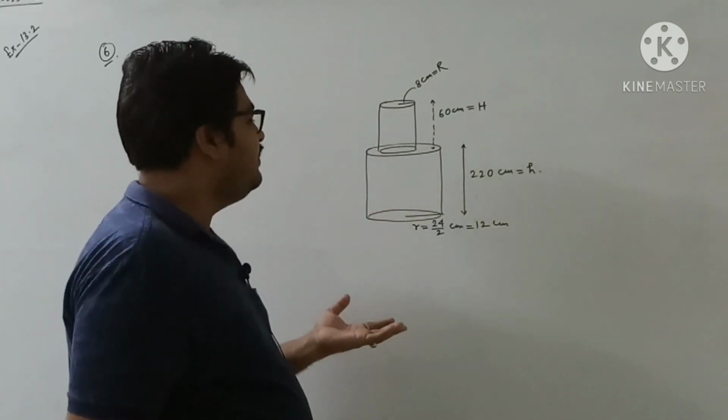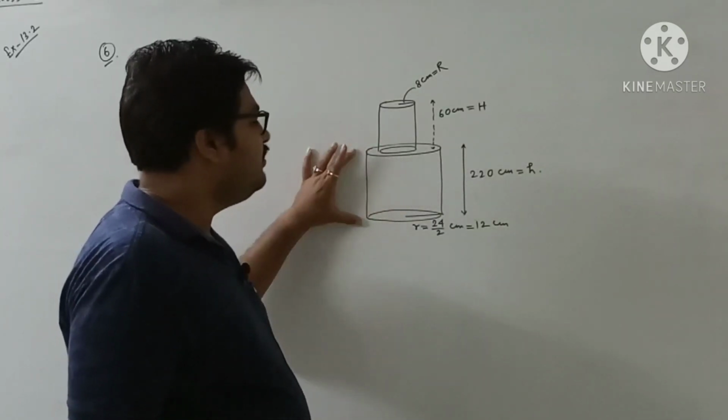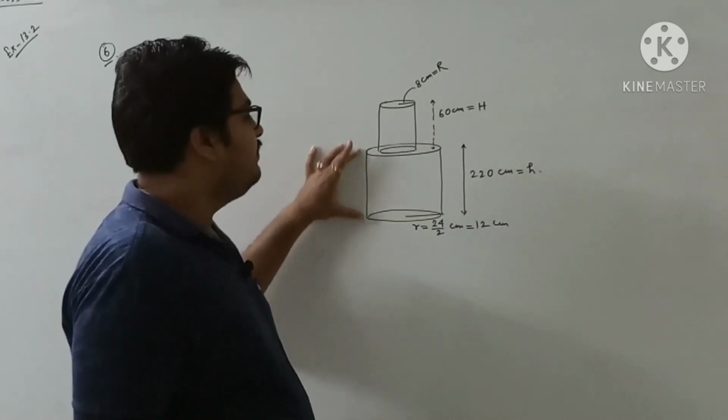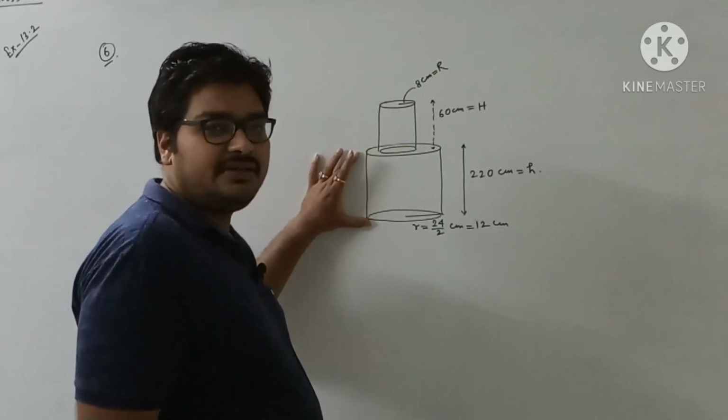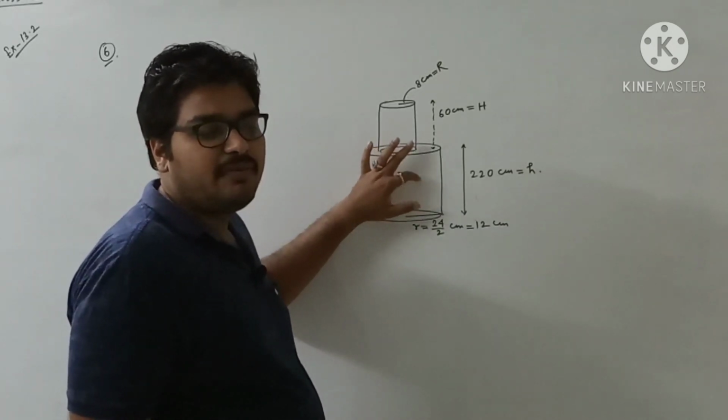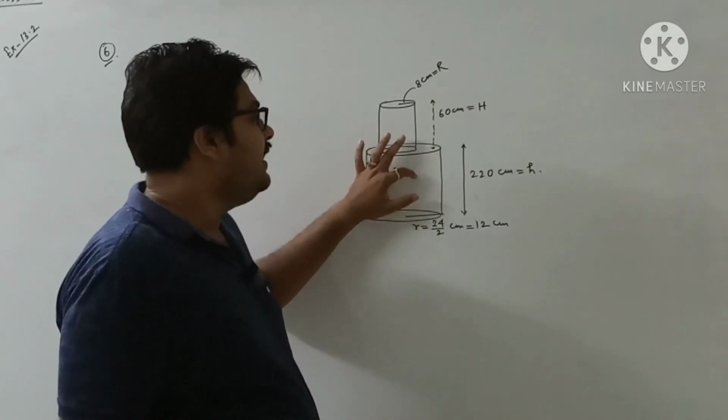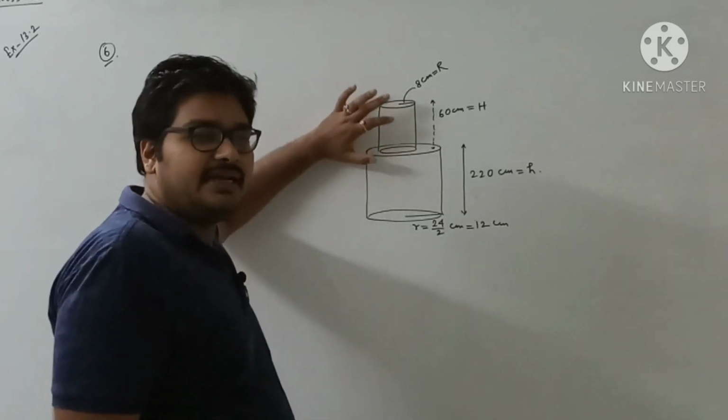Very easy to find out. Volume of this pole means volume of this cylinder plus volume of this cylinder. You know the radius and height of this cylinder, so you can find the volume by using the formula pi r square h.